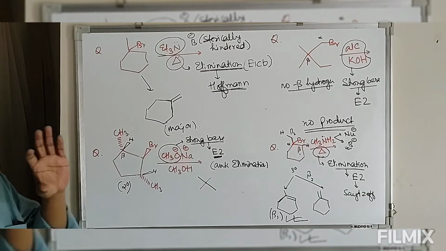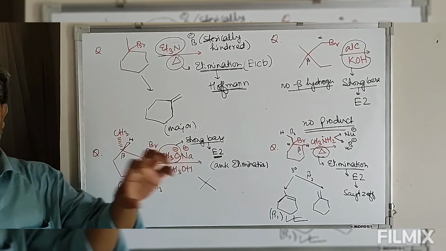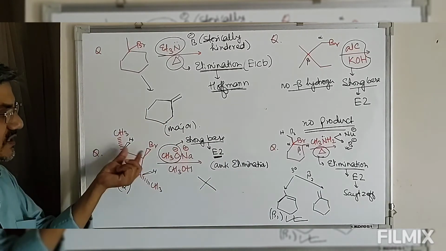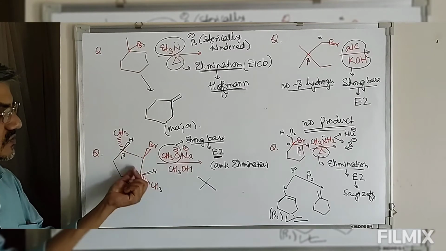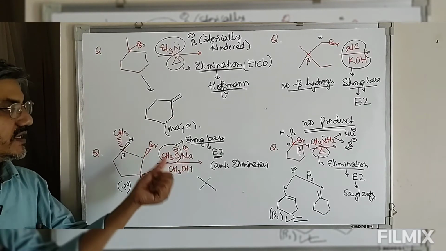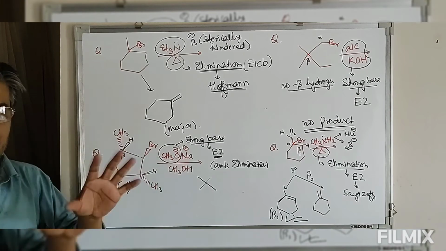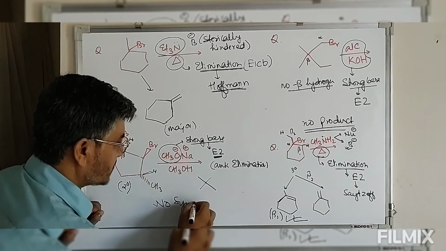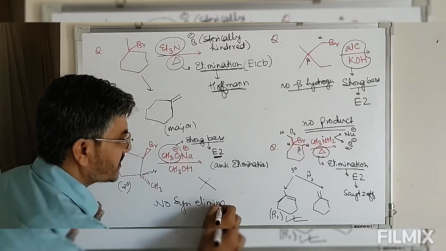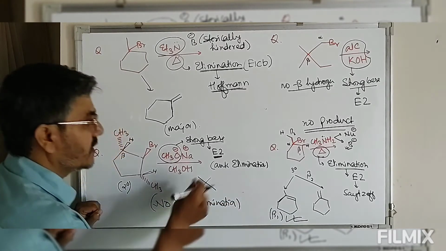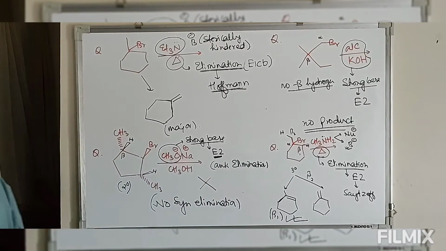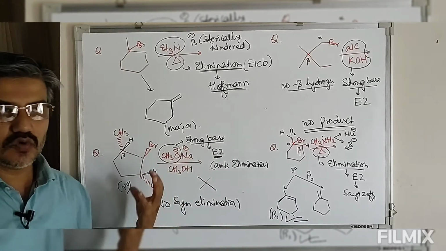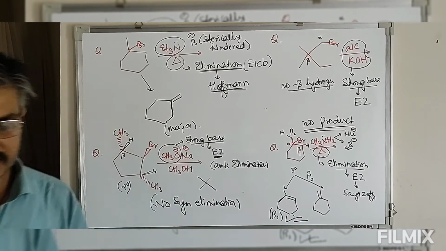The reason is that the anti-elimination condition must necessarily be satisfied for this reaction to take place. But in this particular configuration, the beta hydrogens are on the same side as the bromine. So syn elimination does not take place. No syn elimination means no elimination from the same side. This is anti elimination, so syn elimination is not observed in the case of the E2 mechanism. So no reaction takes place.